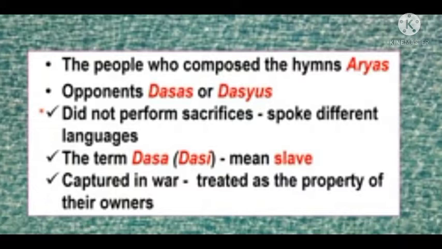Sometimes the people who composed the hymns described themselves as Aryas and called their opponents Dasas or Dasyus. These were people who did not perform sacrifices and probably spoke different languages. Later, the terms Dasa and Dasi came to mean slave. Slaves were women and men who were often captured in war. They were treated as the property of their owners, who could make them do whatever work they wanted.